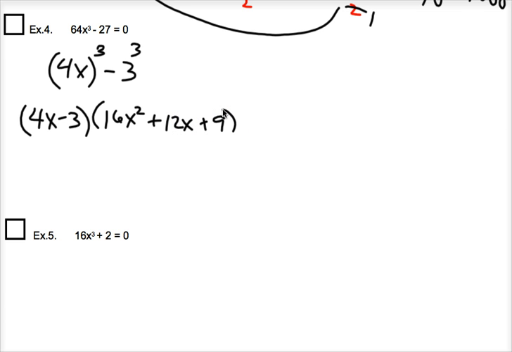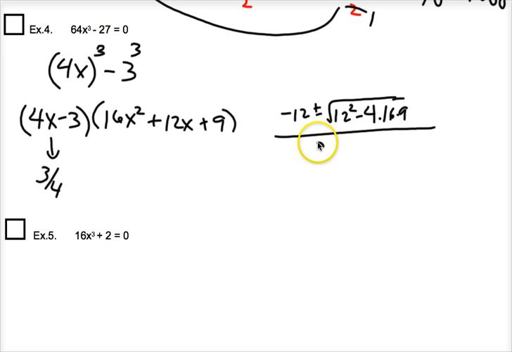Same type of deal to make it equal 0. This one would be 3/4 because you add 3 divided by 4. That's what makes 4x minus 3 equals 0. Add 3 divided by 4. And this one over here, you'd have to do the quadratic. It would be negative 12 plus or minus the square root of 12 squared minus 4 times 16 times 9, all over 2 times 16.